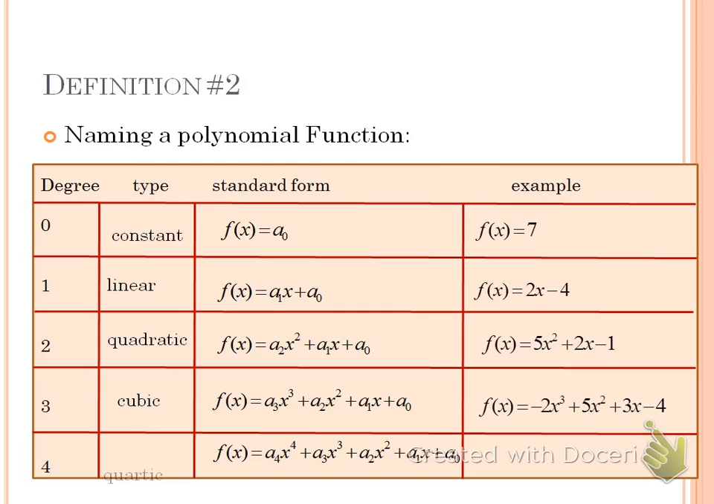And then if the degree is 4, it's called a quartic. And it looks like that. So you have an x to the 4th term. Anything past that, you just usually say the degree. So if the degree was 5, you'd say a degree 5 polynomial or a degree 6 polynomial.